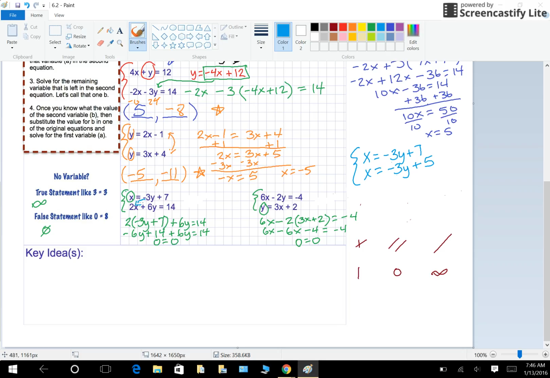I put in place of that x negative 3y plus 7. I used the distributive property. I ended up with negative 6y plus 14 plus 6y equals 14. And I ended up with actually 0 equals 0 or 14 equals 14 when I combined my like terms.